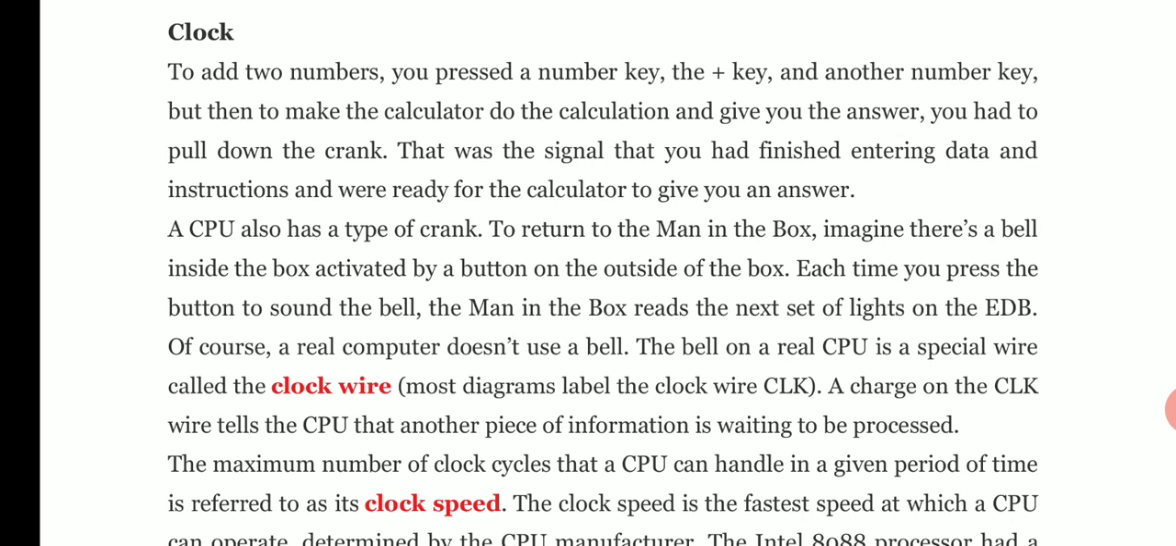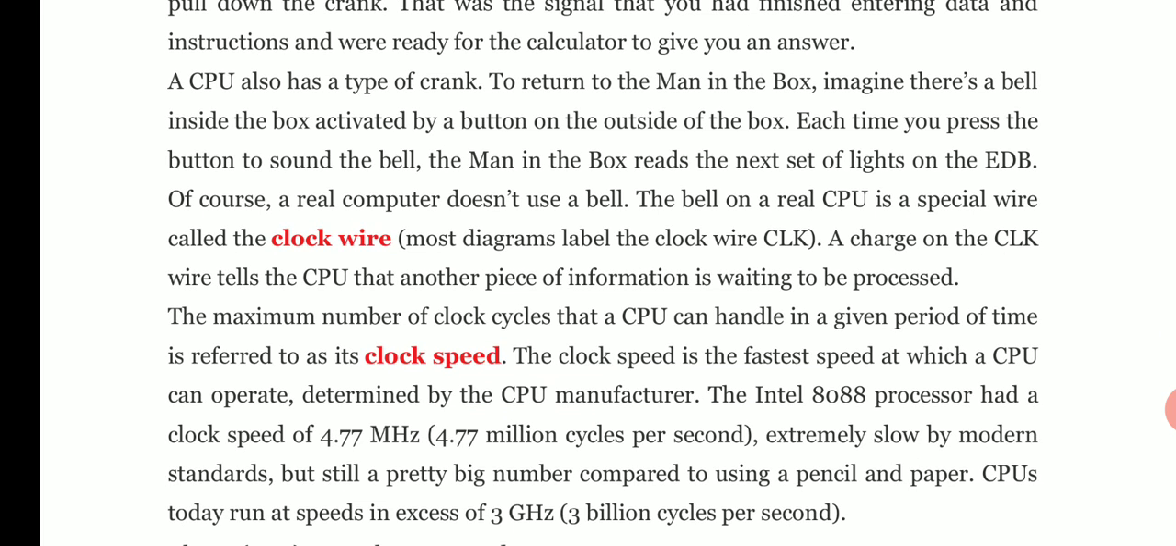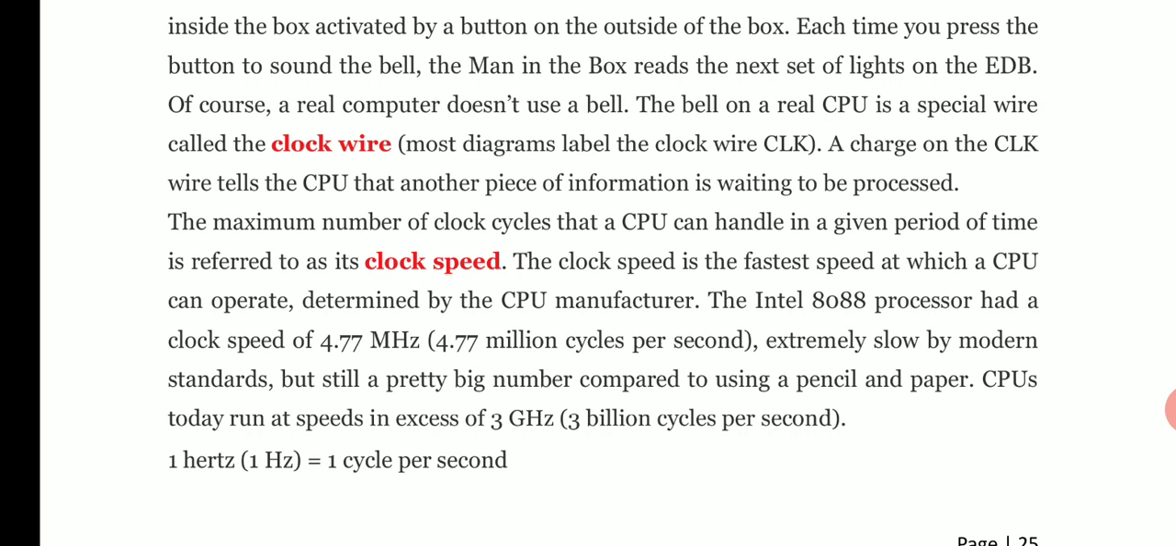Imagine there is a bell inside the box activated by a button on the outside of the box. Each time you press the button to sound the bell, the man in the box reads the next set of lights on the EDB. Of course, a real computer doesn't use a bell. The bell on a real CPU is a special wire called a clock wire. So here the bell stands for the clock wire, but there is no actual bell. A charge on the clock wire tells the CPU that another piece of information is waiting to be processed.